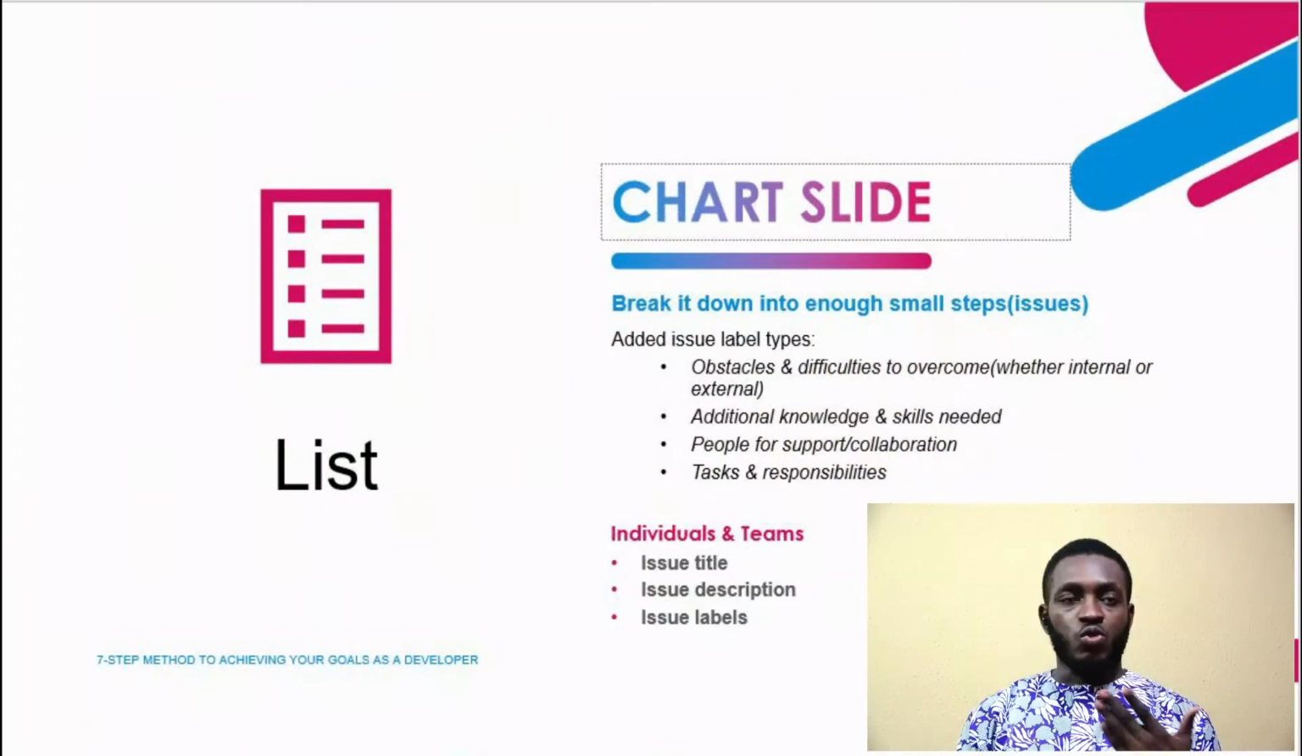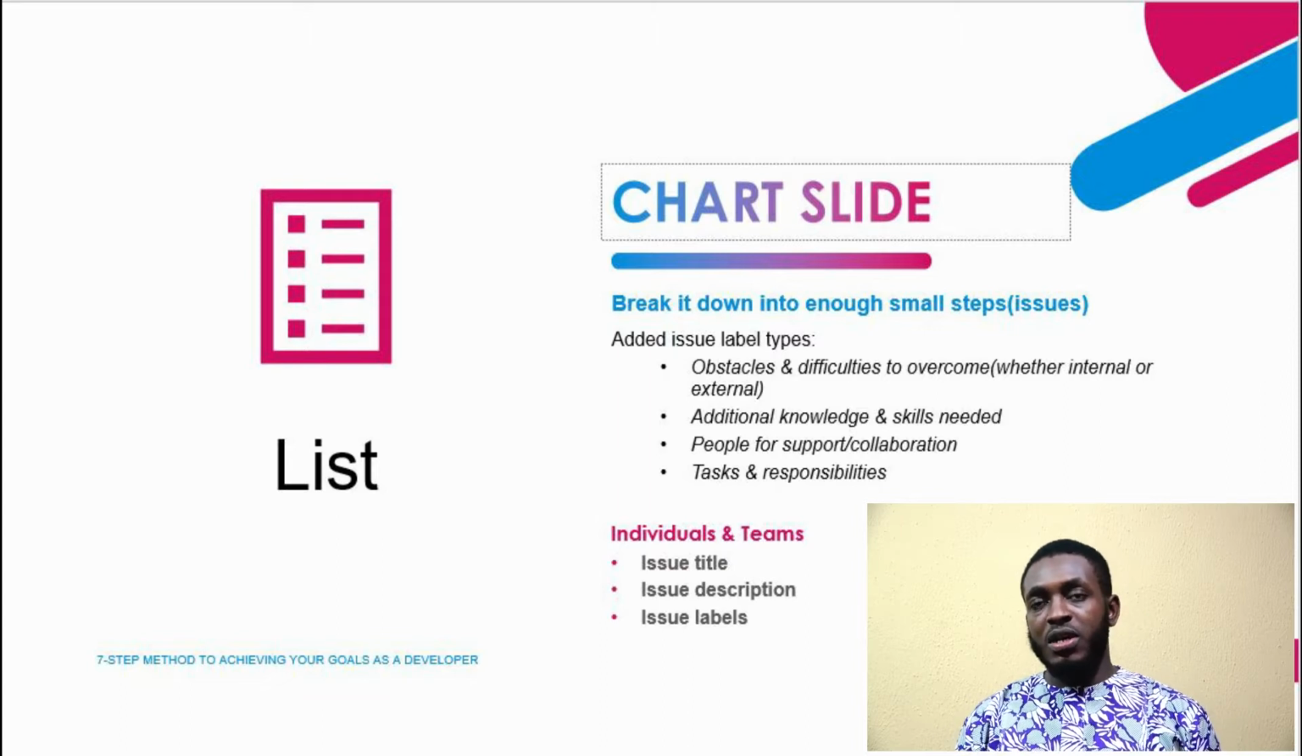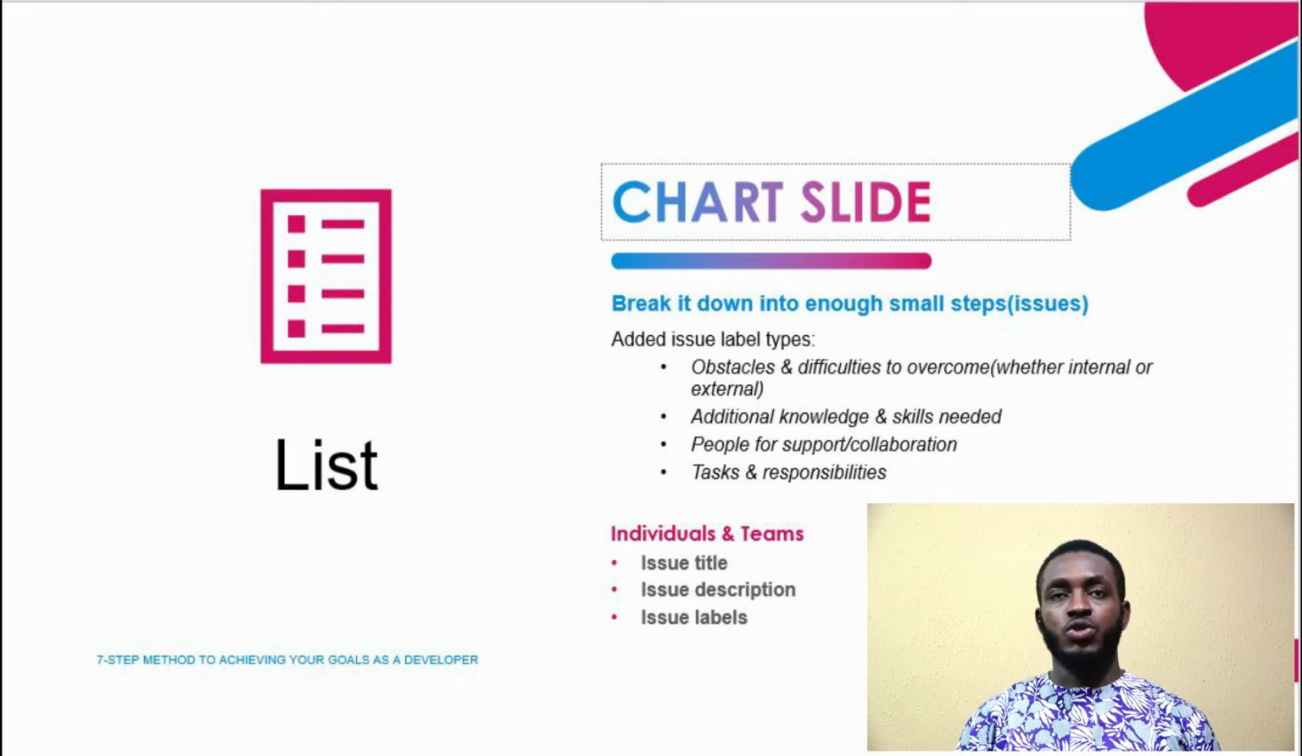obstacles and difficulties to overcome. Okay, so these obstacles could be external or internal. Another determinant could be additional knowledge and skill needed. So say maybe you need to learn how to use D3.js, that's a graph tool. So you could add that as an issue. And then another label type could be people, support, or collaboration: people you need, people whose support you need, and people whose collaboration you need.